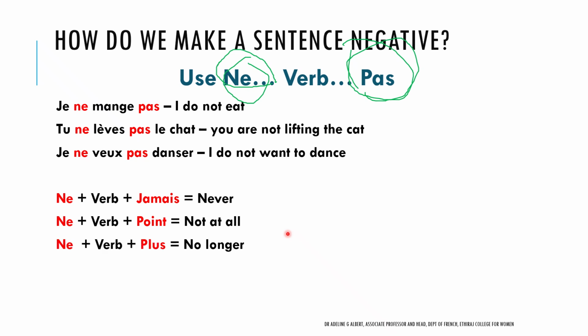I used to eat vegetables. Now I no longer eat. Je mange la viande, I eat meat. Je ne mange plus la viande, I no longer eat meat. And ne verb rien means nothing. I see nothing. Je ne vois rien. So ne is always the same. If you change the second part of the negation, you get a variation in the negative sentence. But the basic one is ne verb pas.